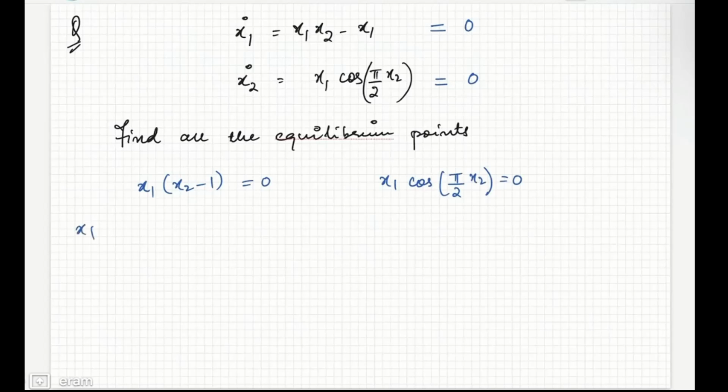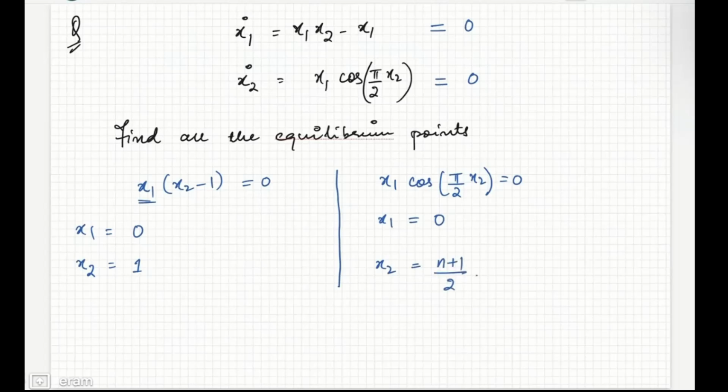Now let's see what values of x1 and x2 will make this 0. This term can be made 0 by x1 equals 0 or x2 equals 1. What about this case? This also can be made 0 by x1 equals 0 and x2... what should x2 be? Not n, but n plus 1 by 2. Odd numbers.